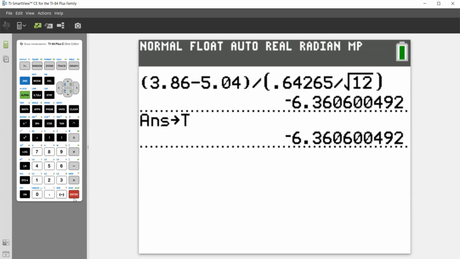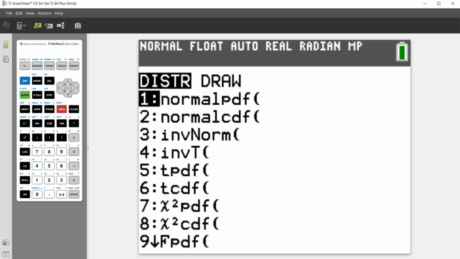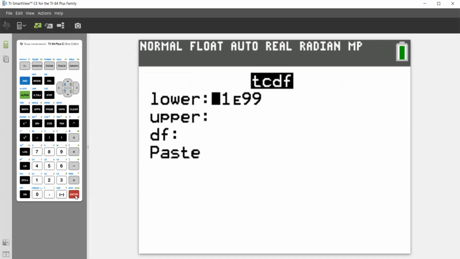Now I'm going to do that left tail test, right? I have the test statistic here. So now I'm going to use TCDF here because, again, it's a T. Don't make the mistake of putting normal CDF here. It's TCDF. I'll put negative 1,000 here. Make sure you use the negative sign here next to the enter. That's our negative. I'm going to put T here, right?